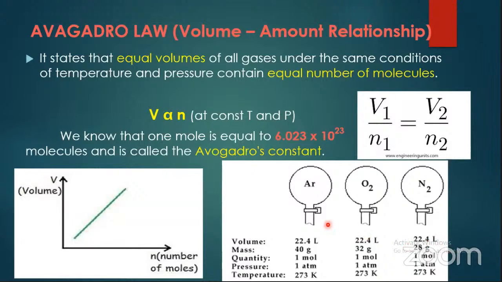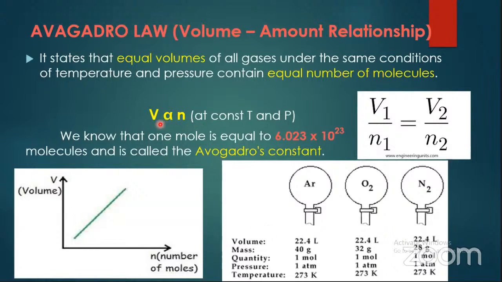This is really interesting. But consider the mass, students. Mass is different: 40 grams, 32 grams, 28 grams. These are different gases, so the masses are different. But equal numbers of moles of gases occupy equal volumes at a particular temperature and pressure. That is nothing but Avogadro's law.